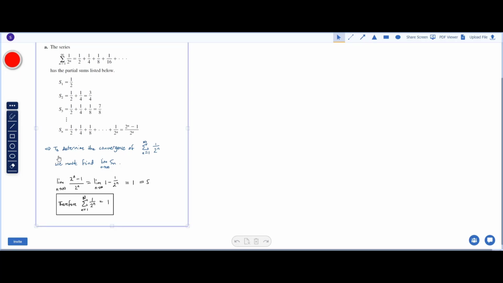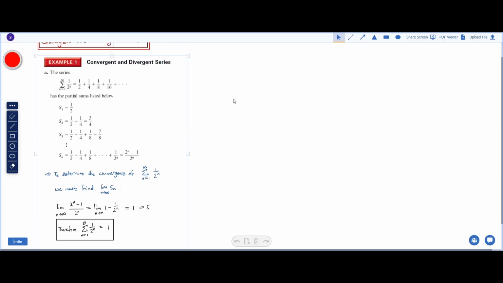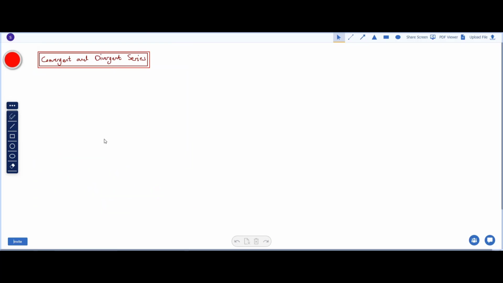So what we did was we took that partial sum, 2 to the power n minus 1 over 2 to the power n. We took the limit as n goes to infinity, and that turned out to be 1, which is equal to capital S, which means the full sum of that series is equal to 1. Therefore, it converges to 1. So this is an example of a type of series called a telescoping series.